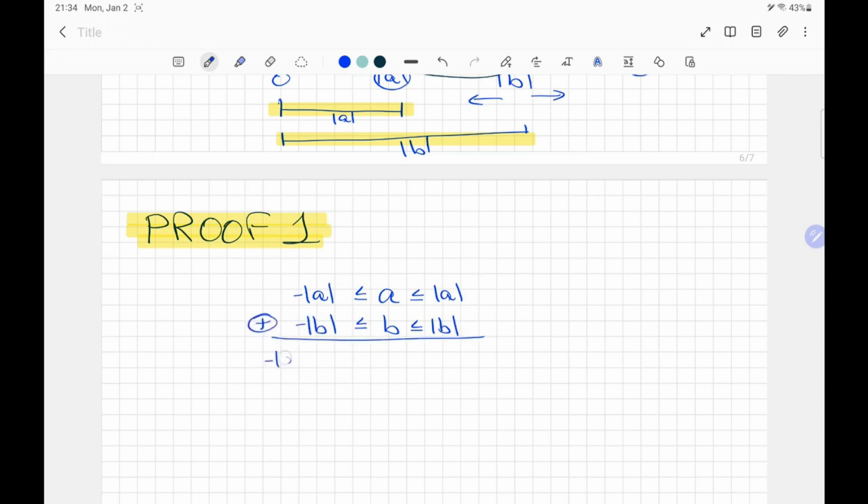And here we get minus absolute value of A minus absolute value of B is less than or equal to A plus B, which is less than or equal to the absolute value of A plus the absolute value of B. I can then write that minus the absolute value of A plus the absolute value of B is less than or equal to A plus B, which is less than or equal to the absolute value of A plus the absolute value of B.